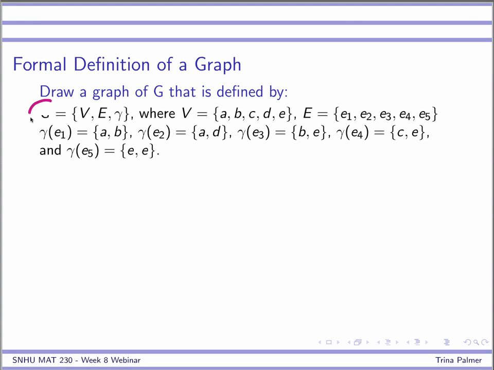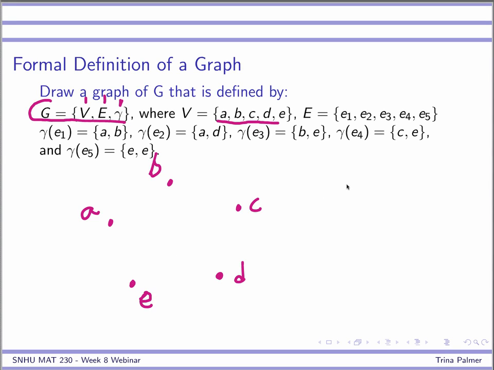So this G stands for the graph, which is equal to a set. The V is a set of vertices, this E is a set of edges, and the gamma is the set of paths that connect vertices and edges. So it tells us we have vertices A, B, C, D, E. So I'm going to make those, and you can do them in any arrangement that you'd like. So A, B, C, D, E.